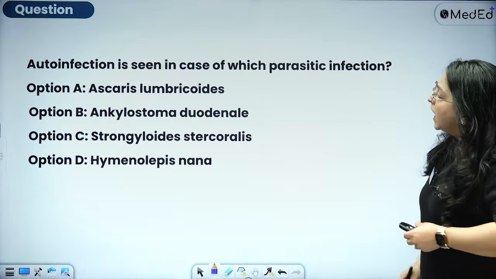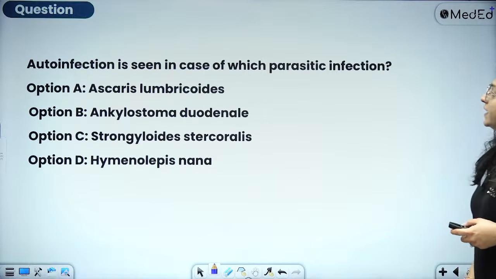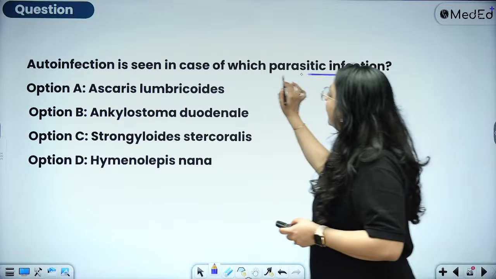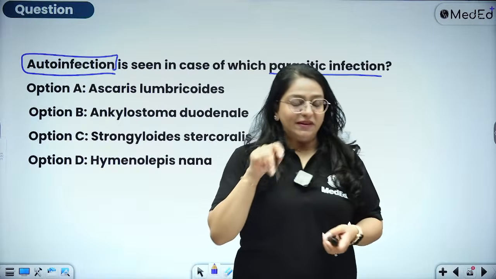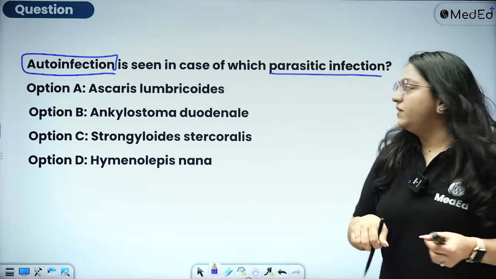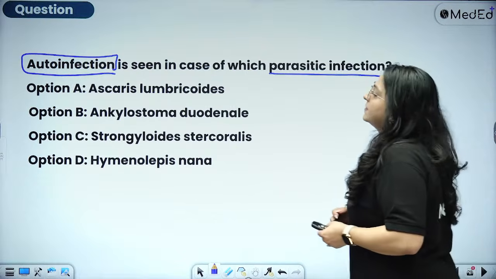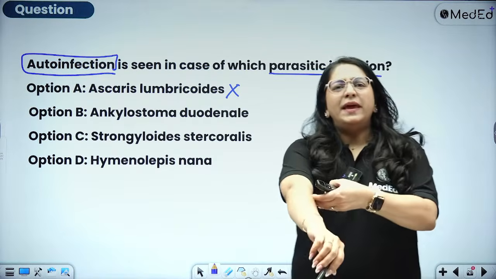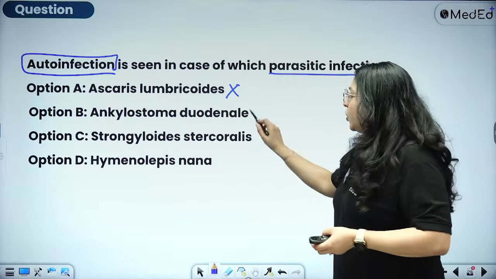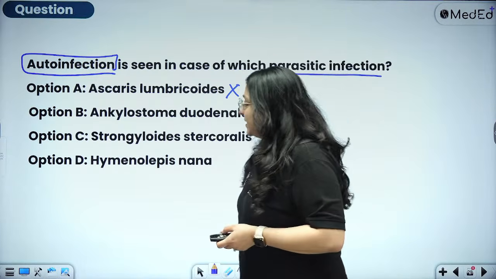Autoinfection is seen in case of which parasitic infection? This is actually a May 2025 PYQ. Ascaris lumbricoides, not so much. Ancylostoma duodenale, hookworm, skin penetration: where is the autoinfection? Not at all. Strongyloides stercoralis and H. nana.